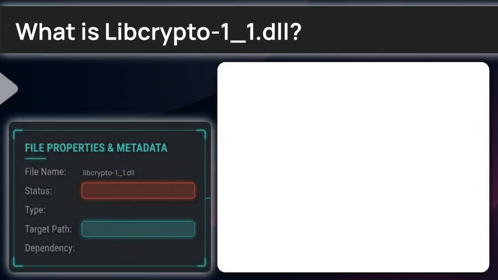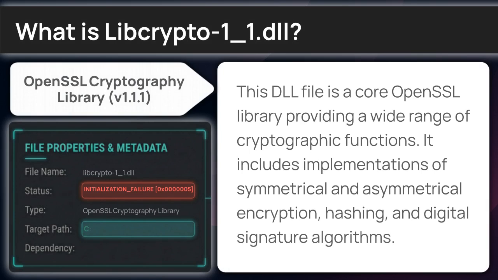This DLL file is a core OpenSSL library, providing a wide range of cryptographic functions. It includes implementations of symmetrical and asymmetrical encryption, hashing, and digital signature algorithms. With the explanation out of the way, let's refresh the affected files.